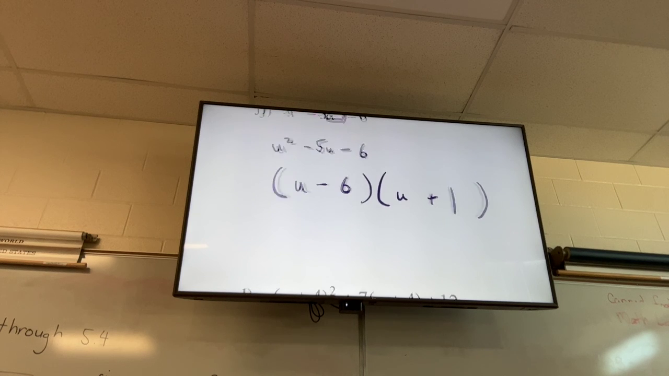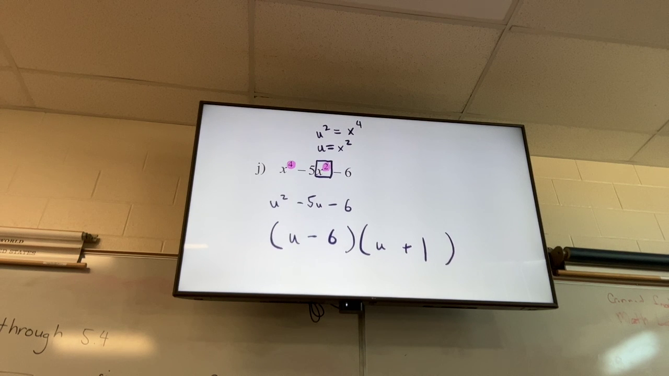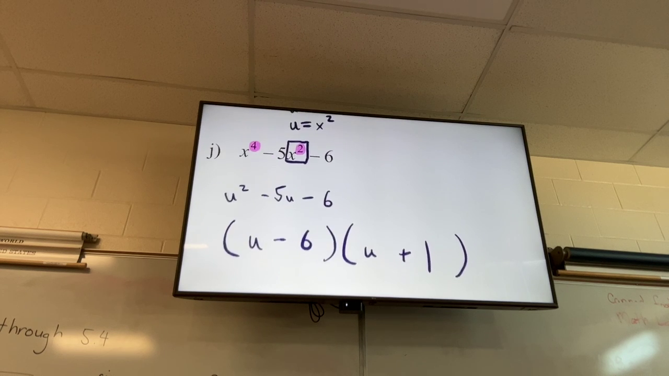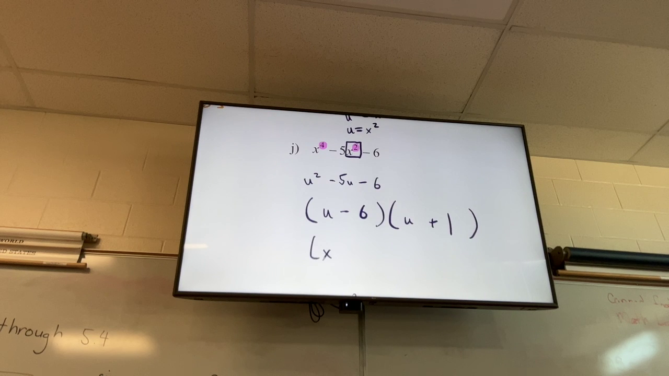Okay, and then what do I do then? What's my final step, do you think? We don't want to distribute. Well, you can check to make sure you did it right. But we plug that u back in. So it's going to be x squared minus 6 and x squared plus 1. That's our final answer.